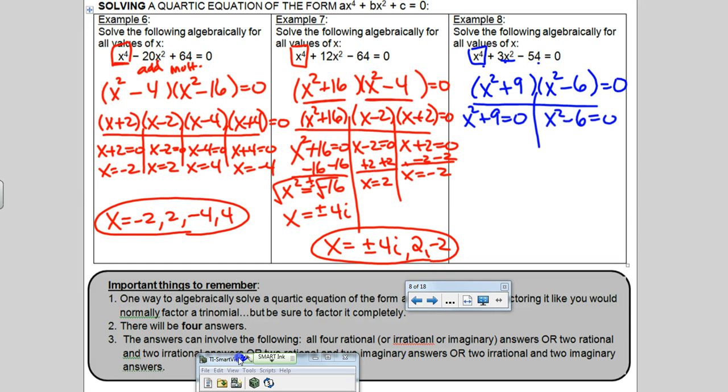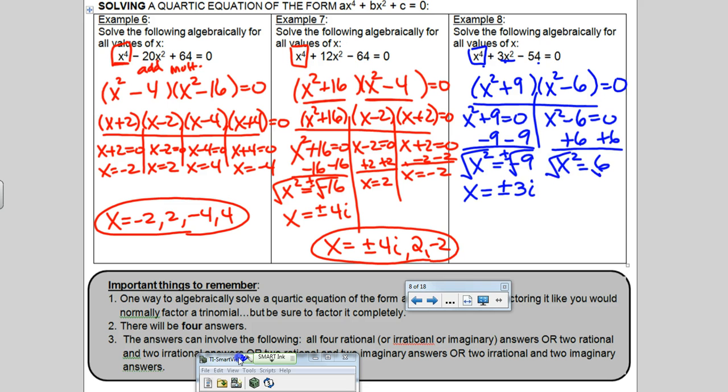Setting both factors equal to 0 and solving. X equals positive and negative 3i. Then the other side, bringing over the 6, then square rooting again. You get x equals positive and negative square root of 6. So we do, in fact, have four answers, positive 3i, negative 3i, positive radical 6, negative radical 6. And then those are our answers. Again, you can leave them like that. That is fine. And again, we did get our 4 answers.